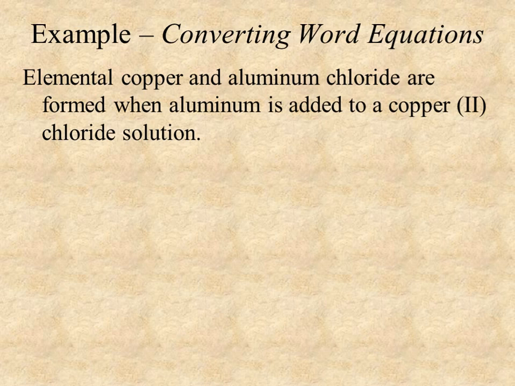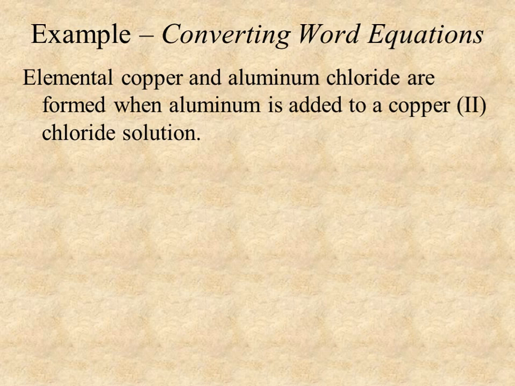Taking a look at another example, we have elemental copper and aluminum chloride that are formed when aluminum is added to a copper 2 chloride solution. So if we evaluate and try to determine which of these are going to be our products, we see that, in fact, here the products are listed first and the reactants are listed second, which is why it's important to critically read the statement and not just assume that it's going to be put in order. Reactants first and then products. Okay, it's saying that the elemental copper and the aluminum chloride are formed when you do something else.